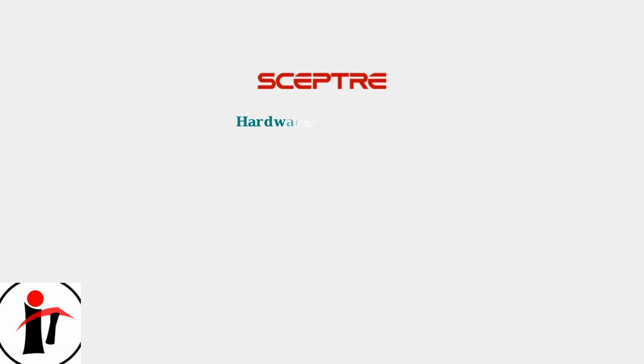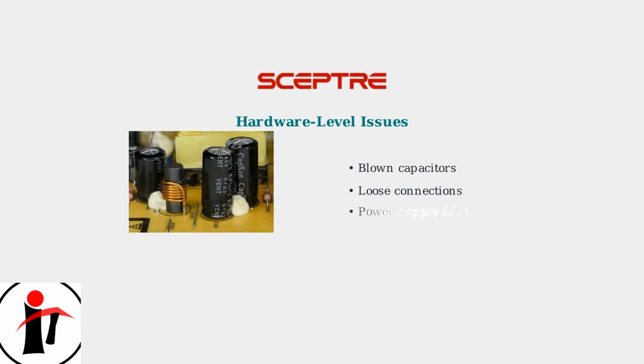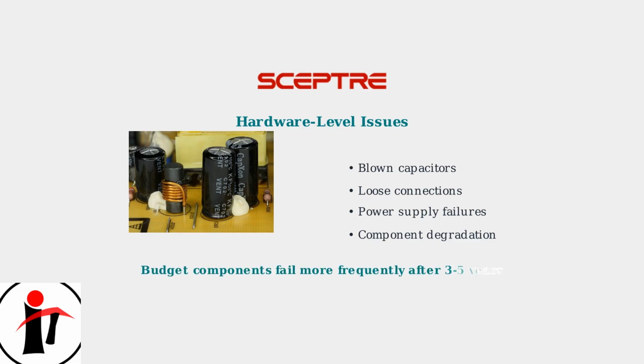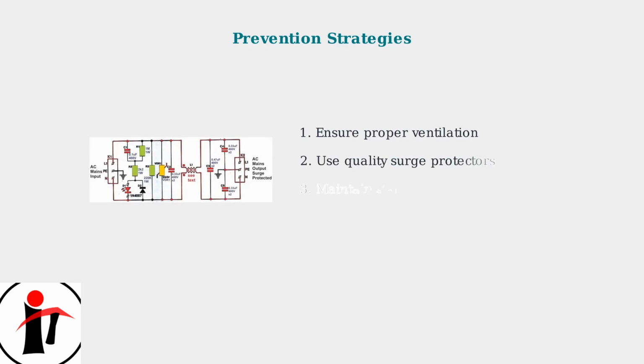If software solutions fail, hardware-level issues may be present. Common problems include blown capacitors and loose internal connections. Budget monitors like Sceptre often use lower-grade components that can fail after 3 to 5 years of use. Budget monitors typically use lower-grade components to reduce costs. These components are more prone to failure, especially capacitors in the power supply circuit, which commonly fail after several years of use.